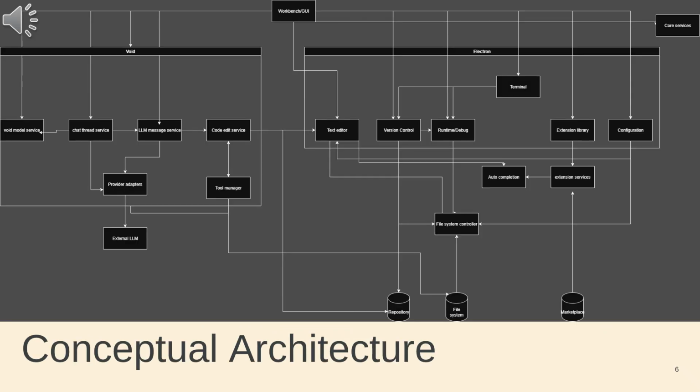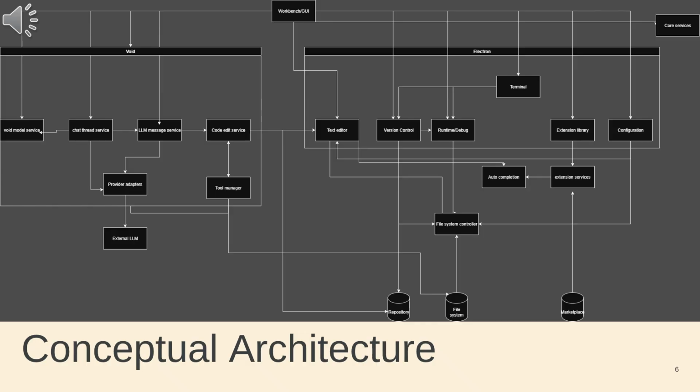Here we have the conceptual architecture for Void. At the very top, you have the workbench, which acts as the main user interface. It manages the editor tabs, chat panel, menus, and sidebars, and it routes all user actions to the appropriate services below. Beneath, you have the configuration system, which manages the editor's settings, layout, and open files. You can think of it as the layer that keeps the interface state synchronized with the internal logic.